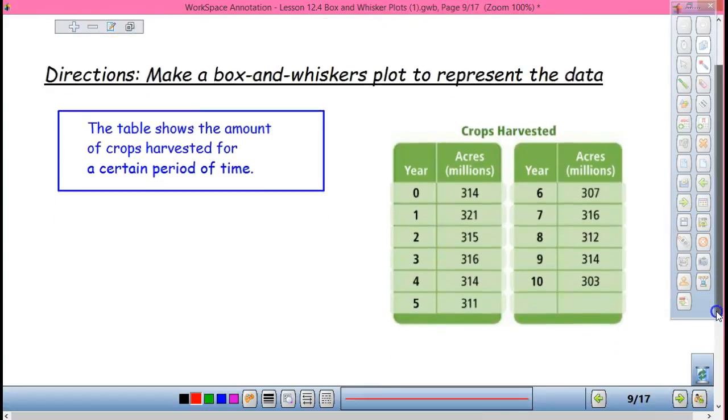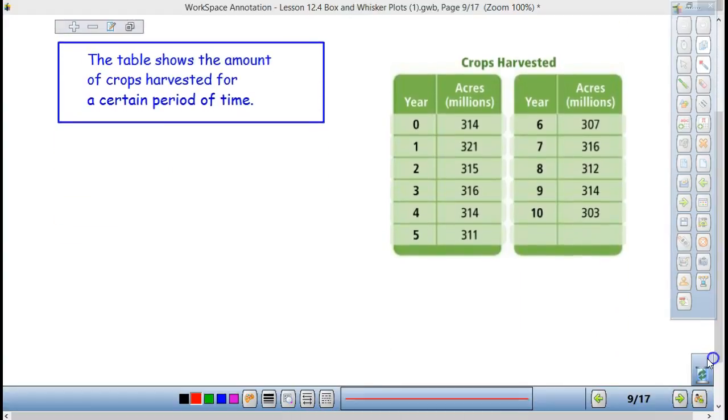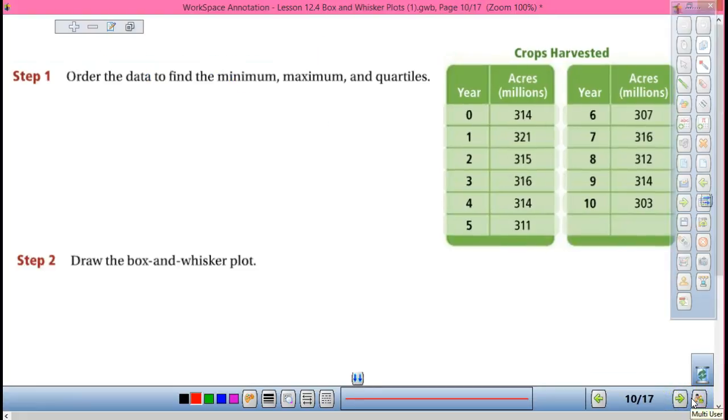All right, so this is my table. I need to put my stuff in order. Now, what do I want to use? Should I use my years or my acres? Let's use our acres, because that's really the data that we're collecting, our number of acres.